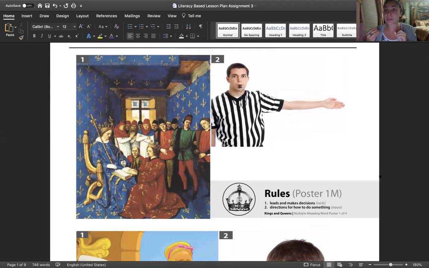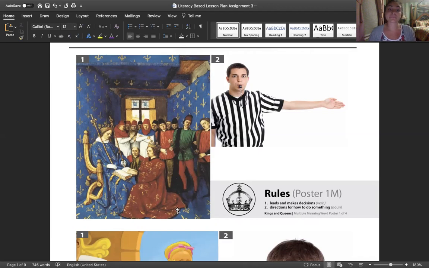Again, rules could be defined in many different ways depending on the content. So, for example, in this first picture, rules means leads or makes a decisions. My topic for this week's lesson is kings and queens and how they rule kingdoms. We're going to focus on vocabulary within kings and queens. For students to understand what rule means is very important for them to know before we start diving into the story, because they're going to be hearing that a lot throughout this whole week's lesson. So rules, it leads and makes decisions.